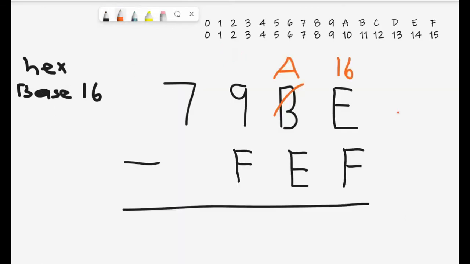Well, step 1, can I take an F away from an E, a 15 from a 14? No. So I have to come subtract one over here. So I decrement this by 1, which is A, and then bring over a 16. And then 16 minus 15 is 1. E plus 1 is 15, which is F.